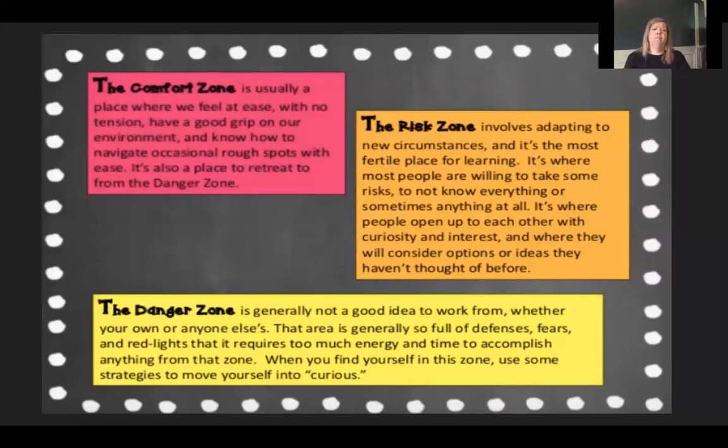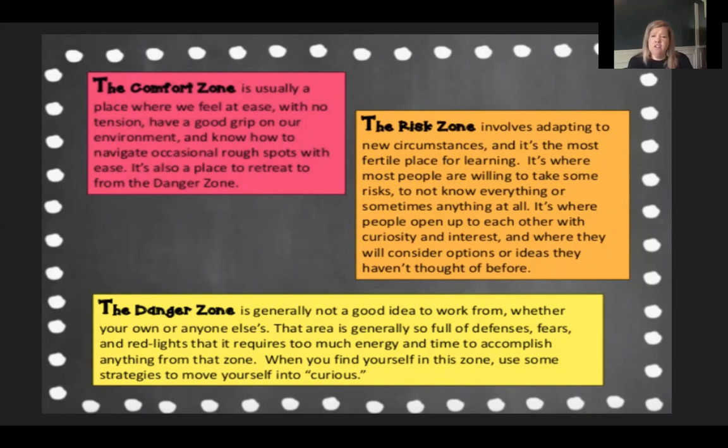So just to define them a little bit more, that comfort zone is usually the place where students feel at ease, there's not a lot of tension, they have a good grip on the environment, they know the skills that they need, they know how to navigate through maybe some occasional rough spots, but it's a great place to retreat from the danger zone. So you may notice this if you have children or if you have been in the classroom, where you see students will pick up the same book to read over and over again. One of the reasons they do that is because that's their comfort zone. They don't have to really engage and think at deeper levels or apply strategies in new ways because they're very, very comfortable in that place.